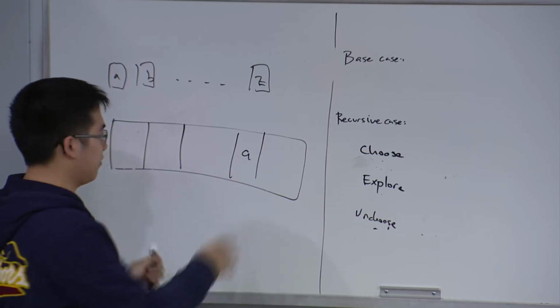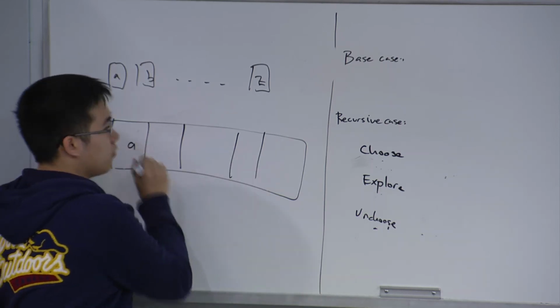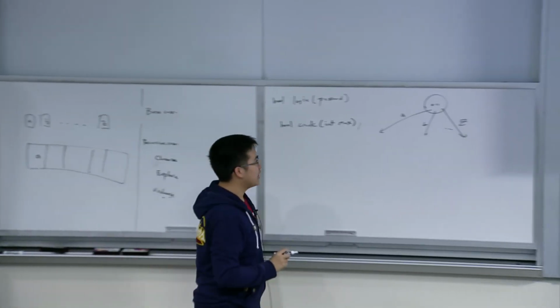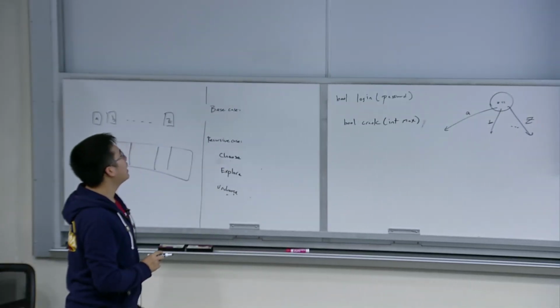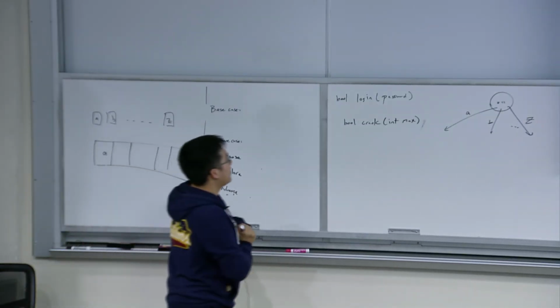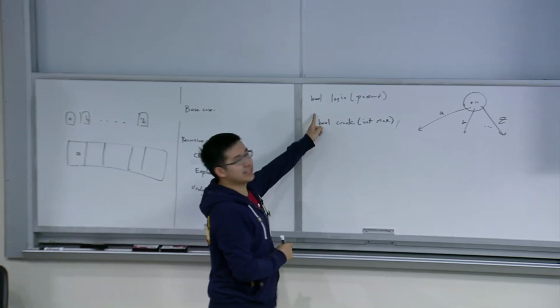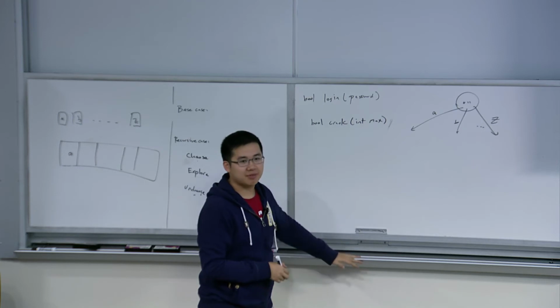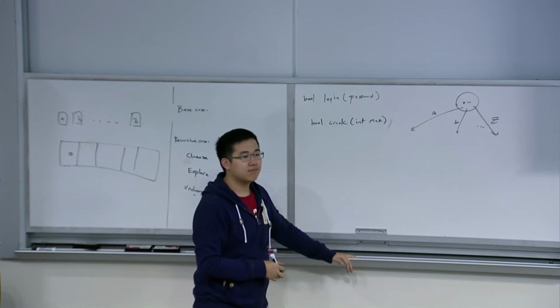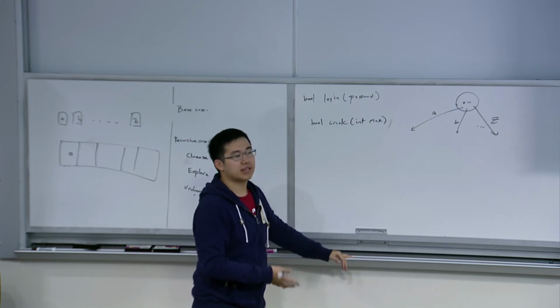Okay? Should we also include a choice to stop? Basically, yeah. That's a good question. We're going to try logging in at each step, right? Yeah. And then if logging in succeeds, then you can just stop. Should we do that before the recursive call? Yeah. So that would be a base case.